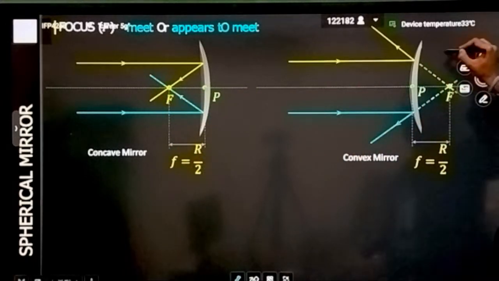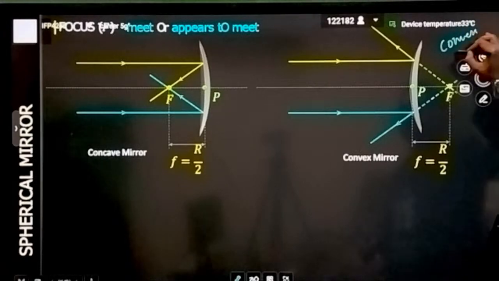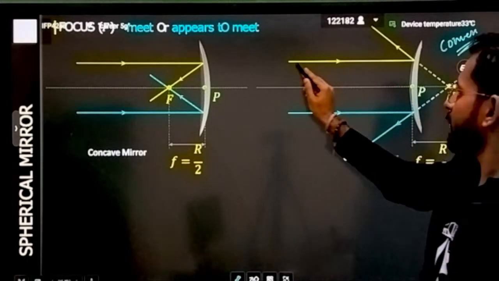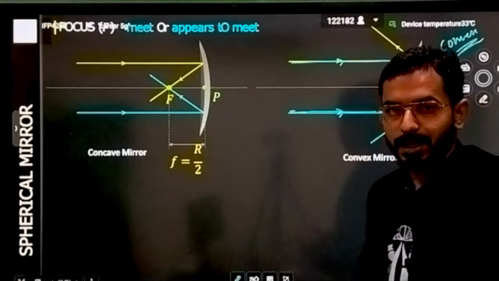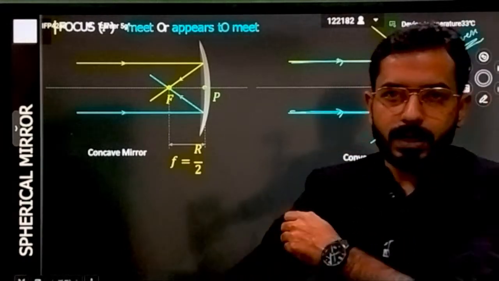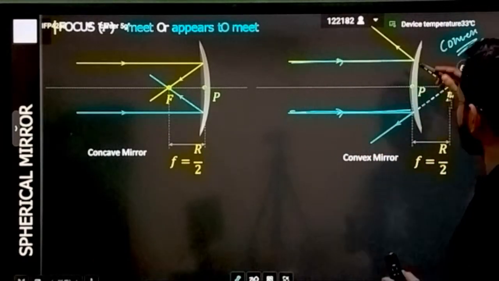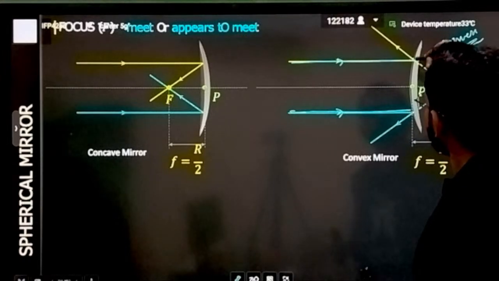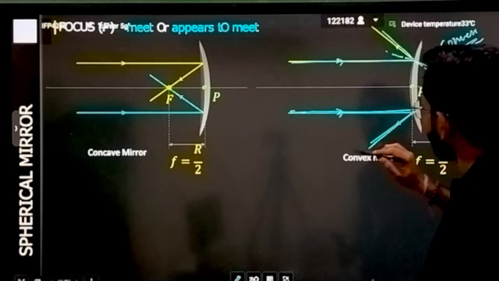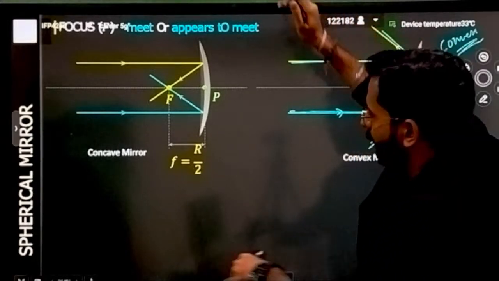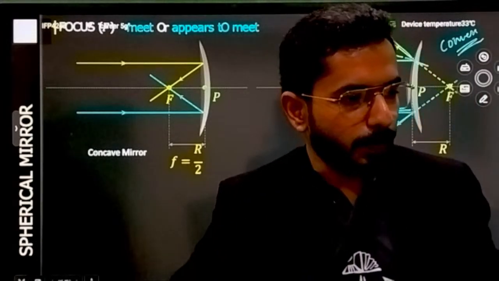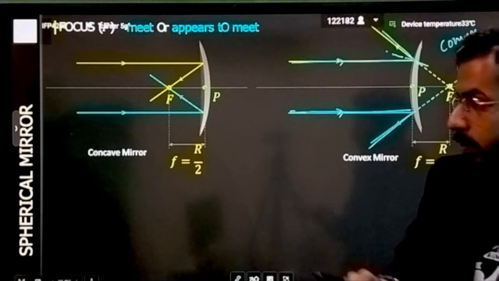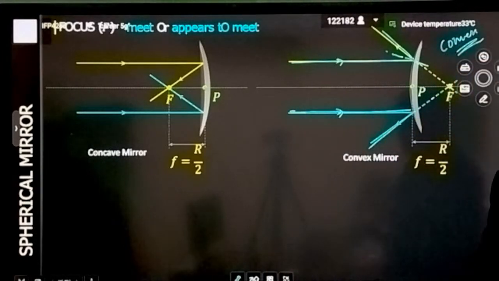For the convex mirror, it is interesting. Rays are coming like this. You know that it is not a converging mirror, it is actually a diverging mirror. That means if you draw the normal, this will be the normal, and the ray is going to pass like this. Now, these rays are never going to converge at a point on the same side. So that's why we say that a convex mirror is not going to form a real image.